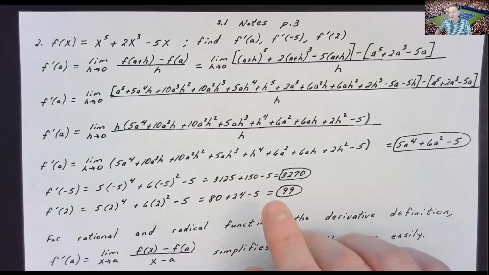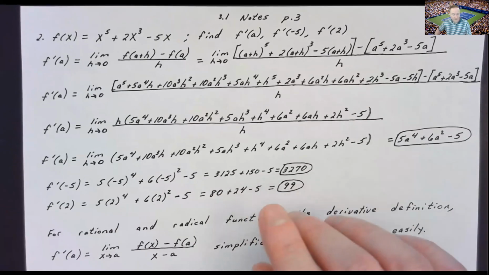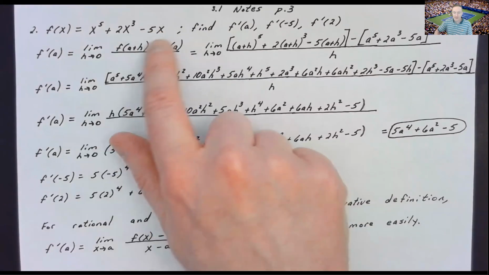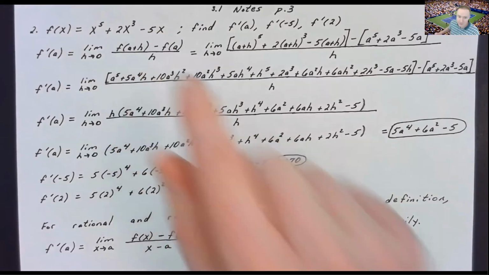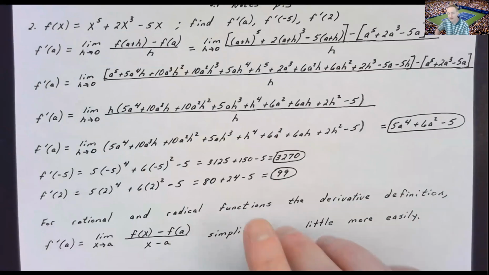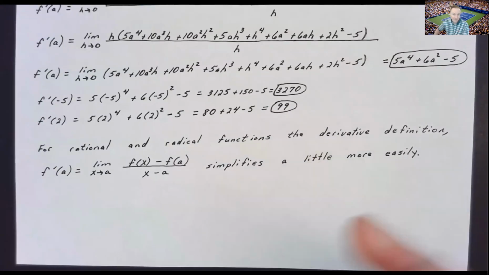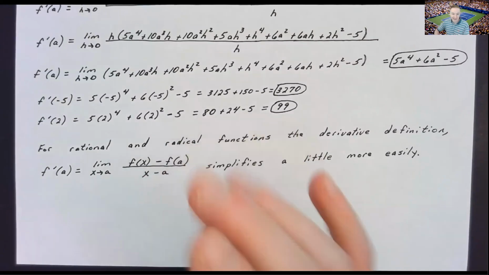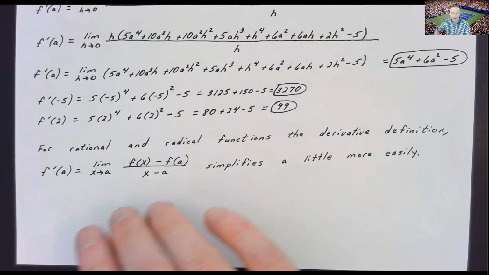Now, as I said before the beginning of number 1, for polynomial functions, I would always recommend the f of a plus h minus f of a over h formula. For rational and radical functions, if you're like me, you'll think that the other formula simplifies a little more easily. There's not much of a difference.